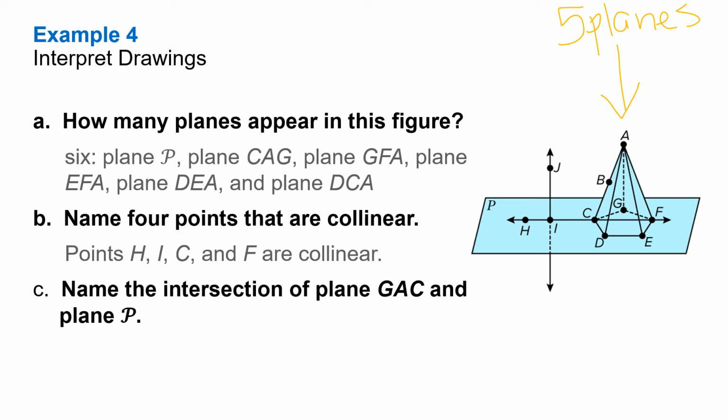Name the intersection of plane GAC and plane P. Plane GAC is this back triangle back here. And the points that plane GAC and plane P have in common are the points that lie on the line CG. So they have the line CG in common.